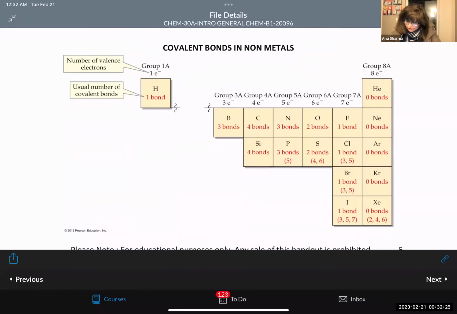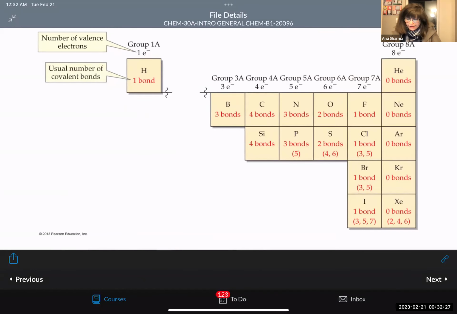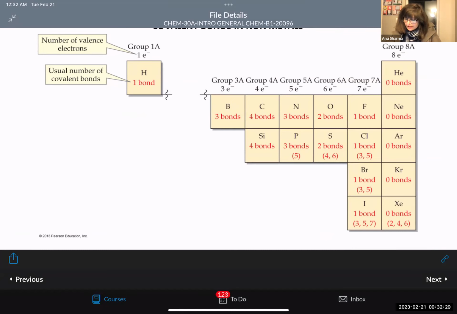Hydrogen, right? In group 1A, it can only make one bond. So the red color you see are the usual number of bonds, but the ones that are given in parentheses are the bonds that are made in different conditions, different situations.